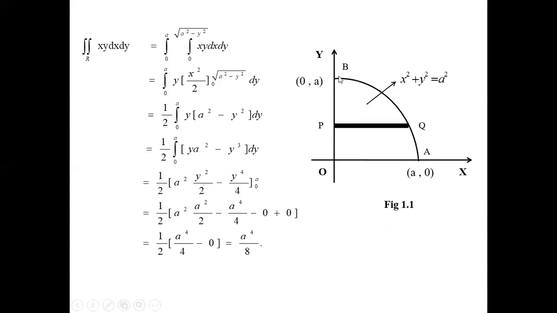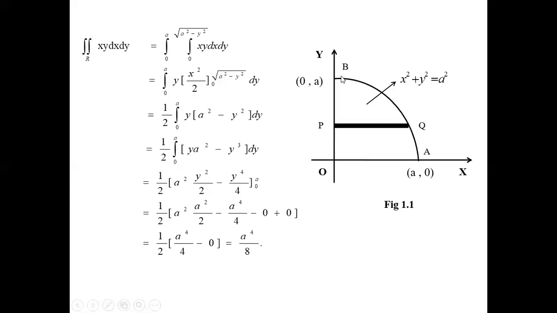The point Q touches this arc, that is x square plus y square is equal to a square, where x is equal to square root of a square minus y square. Therefore, at this point, x is equal to square root of a square minus y square. These are the limits for x. When you are integrating with respect to x, you want to cover this entire region.